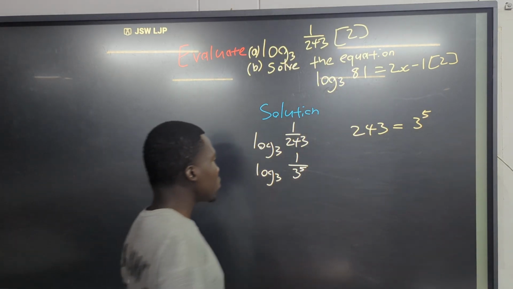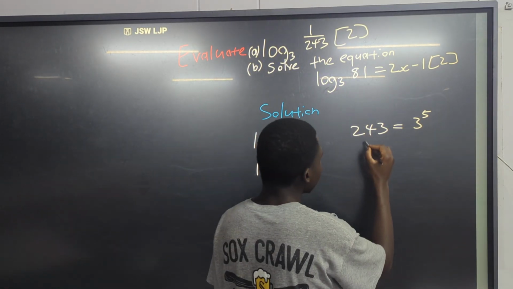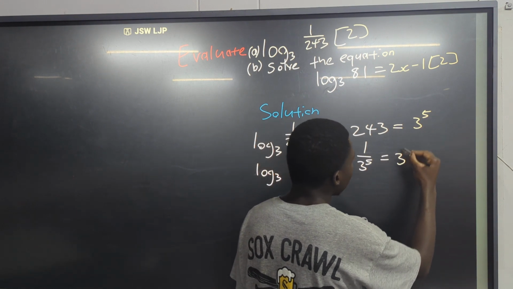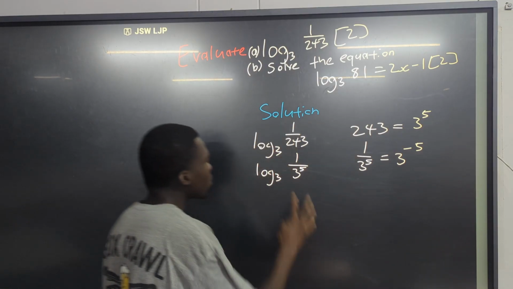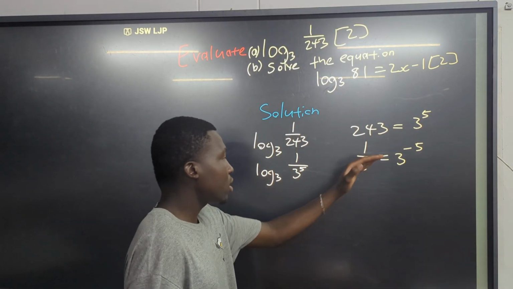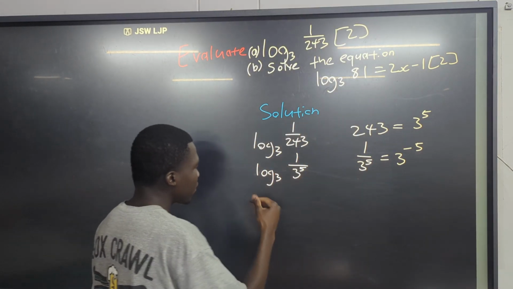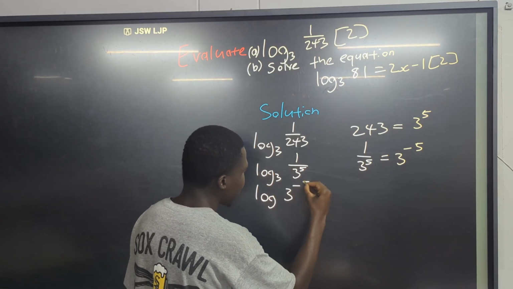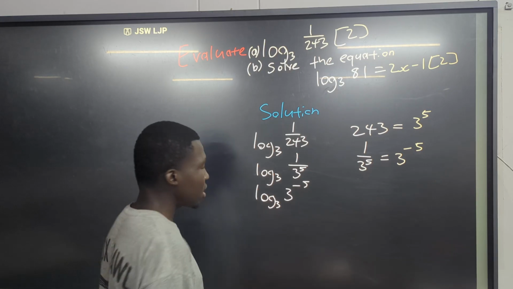From the laws of indices, you know that 1 over 3 to the power of 5 is the same as 3 to the power of negative 5. So we replace this first part with 3 to the power of negative 5. So this now becomes log 3 to the power of negative 5 base 3.